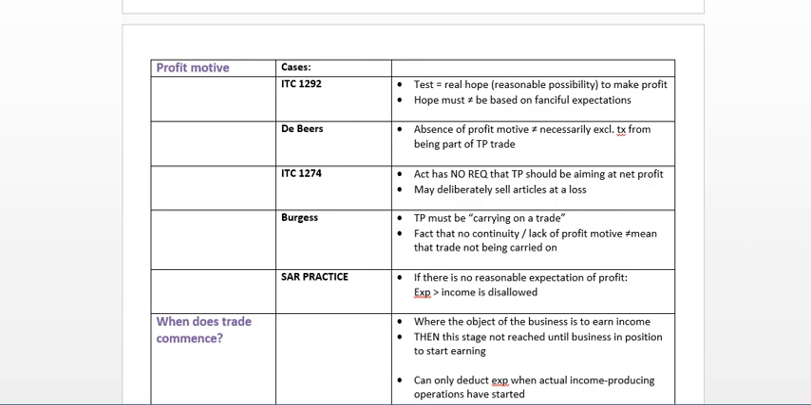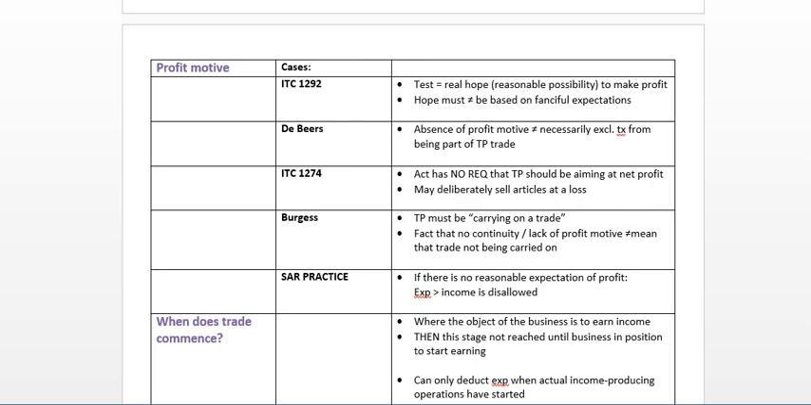So there are certain cases. So ITC 1292 said the test is there has to be a real hope or reasonable possibility to make a profit. Hope must not be based on fanciful expectations. De Beers, absence of profit motive does not necessarily exclude the activity from being part of the taxpayer's trade.